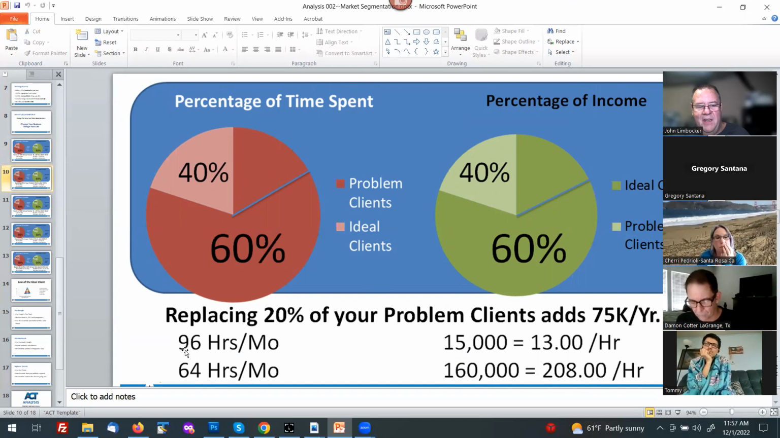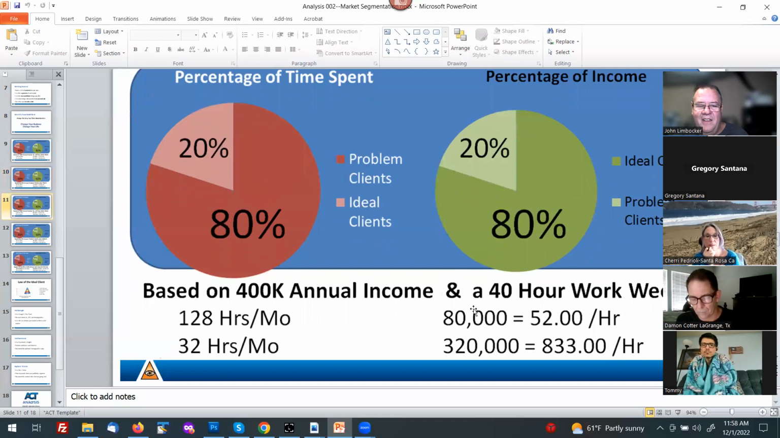Now you're spending only 96 hours a month at the $13 an hour, but you're spending 64 hours a month at the $208. You just gave yourself a $75,000 a year raise. Same amount of time, same amount of customers, but you just increased your $100,000 to $175,000. Simple math.